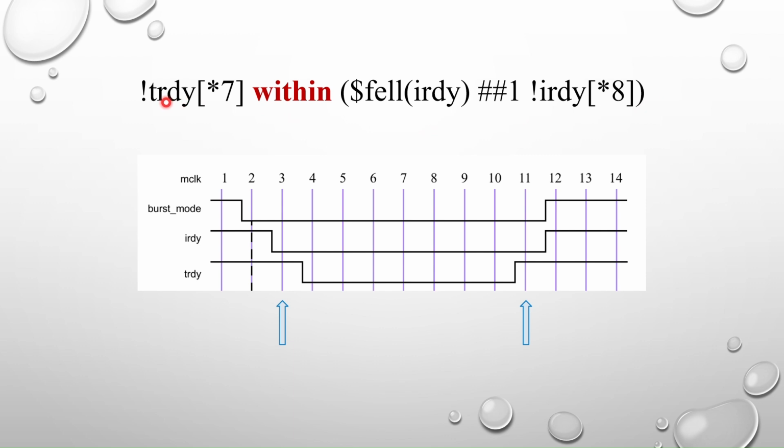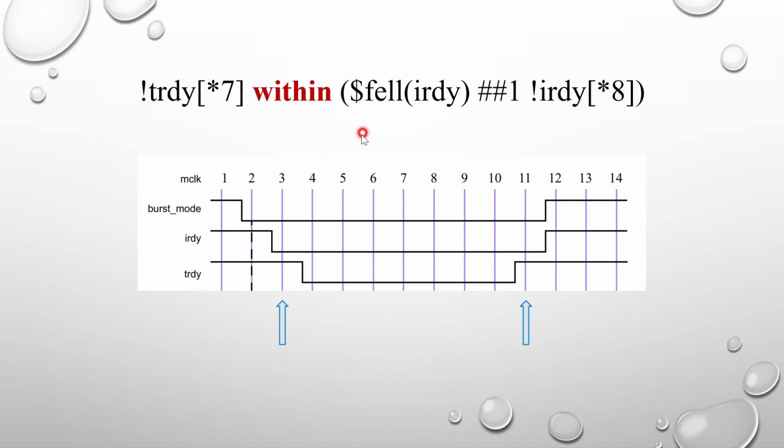So this is the example: not of TRDY [*7] within $fell of IRDY ##1 not of IRDY [*8]. That means TRDY should be 0 for 7 clock ticks, so 7 times it should be 0 within this sequence. So what is the sequence? $fell of IRDY. When IRDY goes from high to low, in the next subsequent clock tick, IRDY should be low for 8 clock ticks or 8 times.